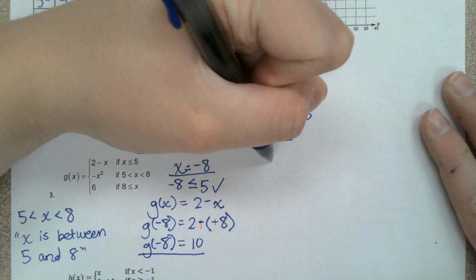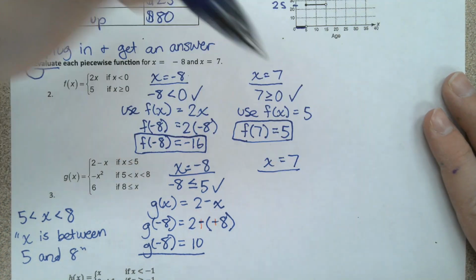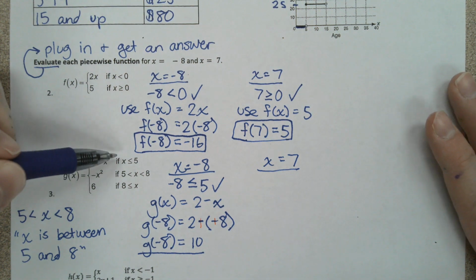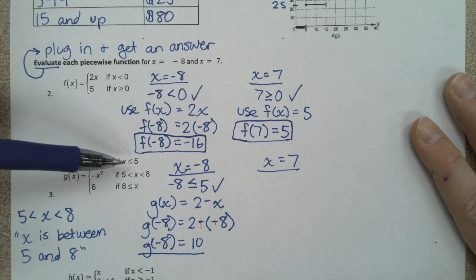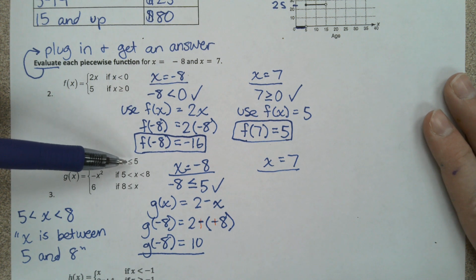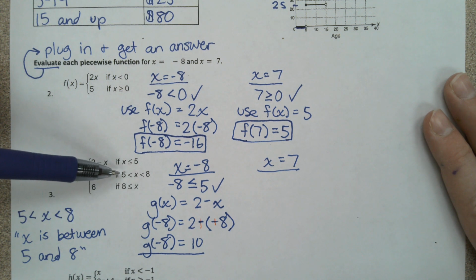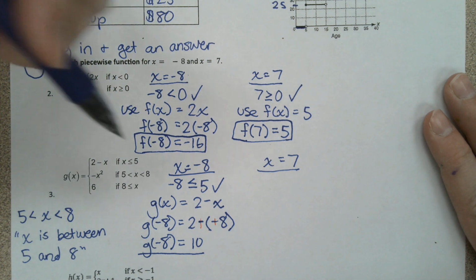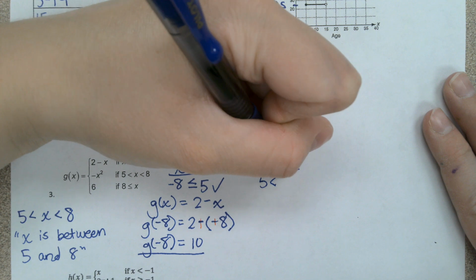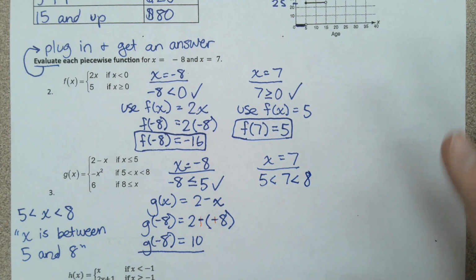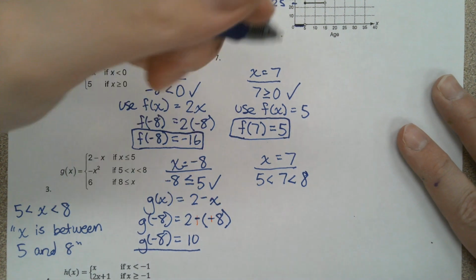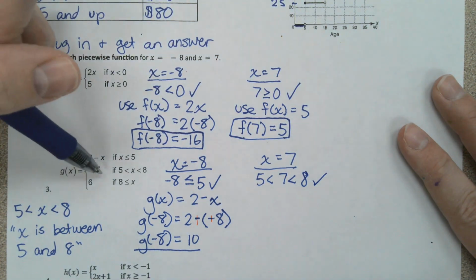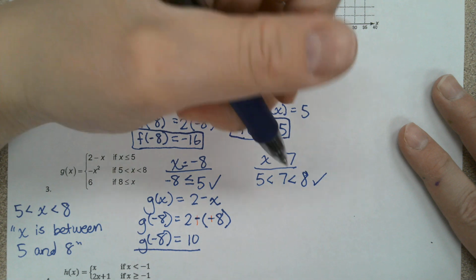Now let's do that again for 7. X equals 7. Start with the first one and work your way down. Is 7 less than or equal to 5? No, 7 is bigger than 5. Is 7 between 5 and 8? Yes. 5 is less than 7 and 7 is less than 8. It's between the two. This is the one that it works for. So we're going to use this second one.